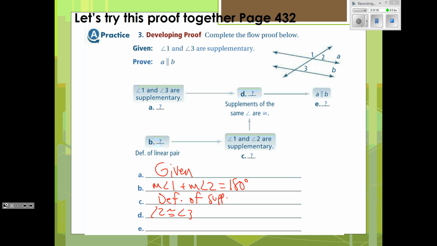Now look at our flow proof, right? They both are saying that angle 1 and 2 are supplementary, and angle 1 and 3 are supplementary. So, right, if two angles are supplementary to the same angle, they are congruent to each other. We talked about that yesterday. So right here, angle 2 and angle 3, what type of angles are those? Corresponding. So which converse are we using at the bottom? The converse of corresponding angles.